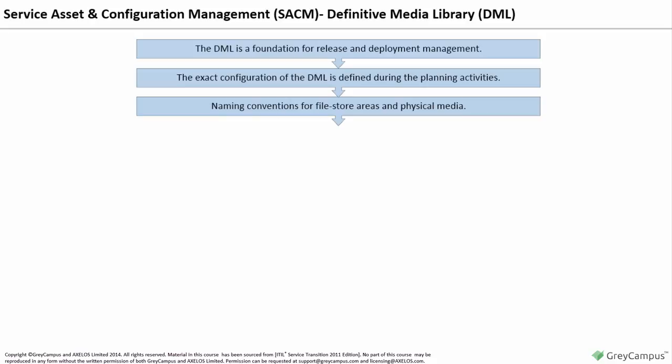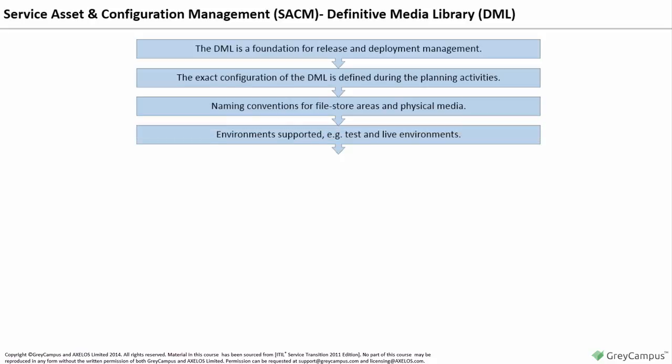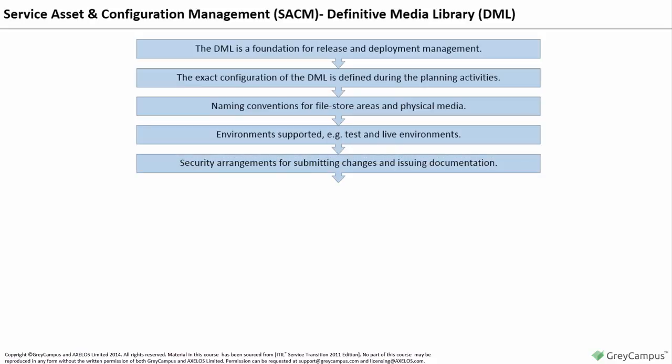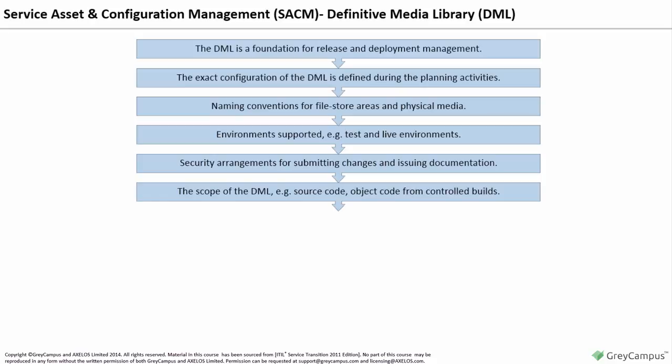Naming conventions for file store areas and physical media. Environments supported, e.g. test and live environments. Security arrangements for submitting changes and issuing documentation and software, plus backup and recovery procedures. The scope of the DML, e.g. source code, object code from controlled builds and associated documentation.